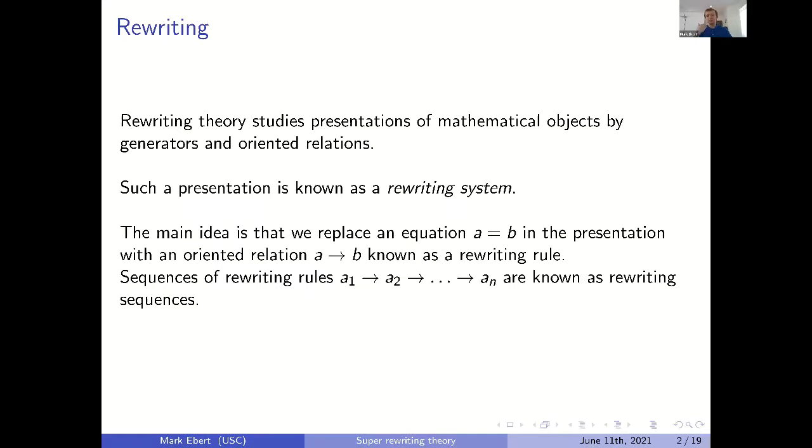It studies presentations of things by generators and oriented relations. Such a presentation is called a rewriting system. Basically, we replace a relation A equals B and we orient it A to B, and this is called a rewriting rule. Sequences of rewriting rules are known as rewriting sequences.